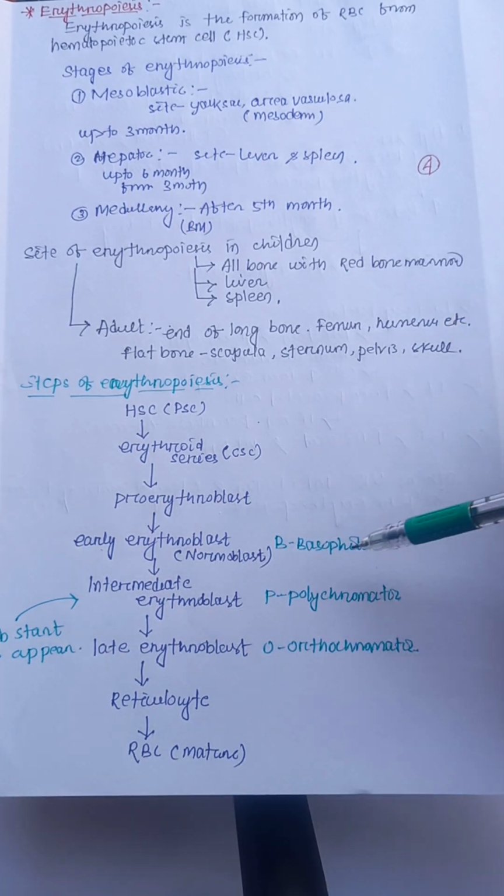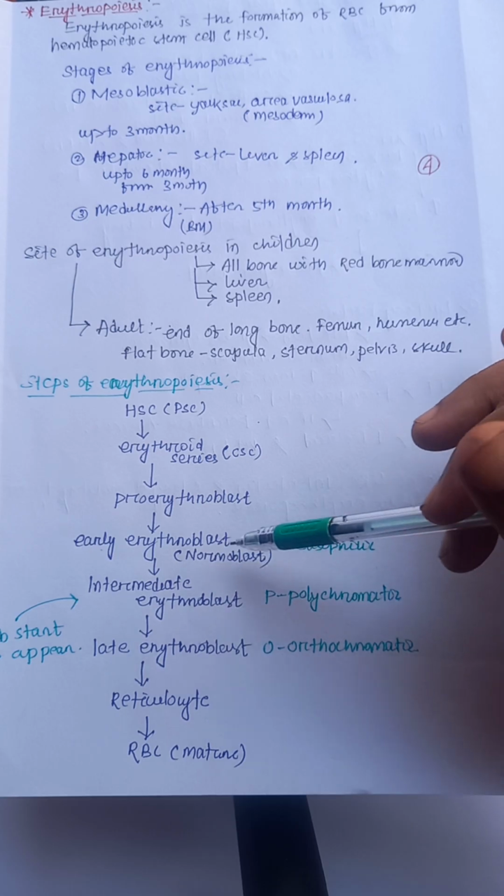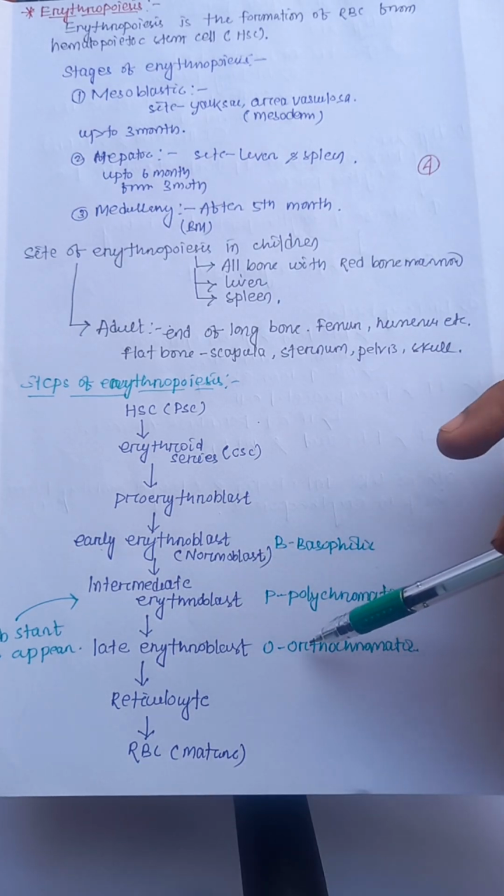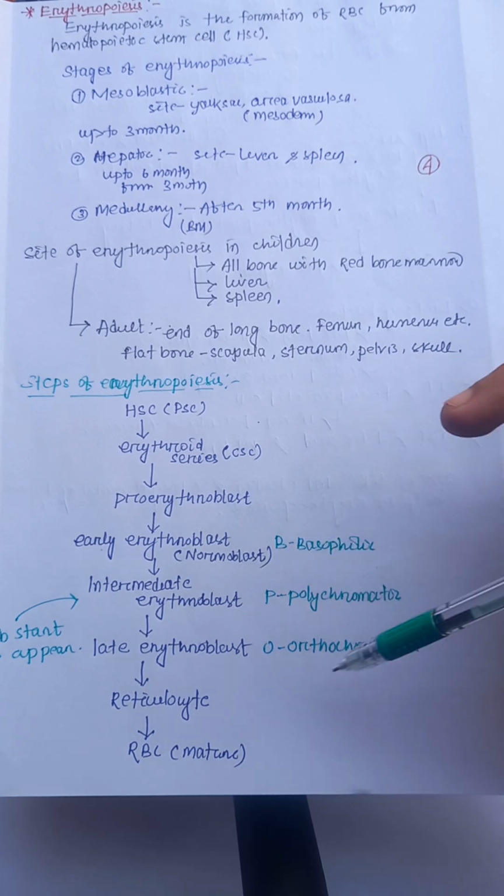I haven't drawn this. And the other names of the early normoblast are basophilic, polychromatic, and orthochromatic, with the mnemonic BPO. You will memorize it like this.